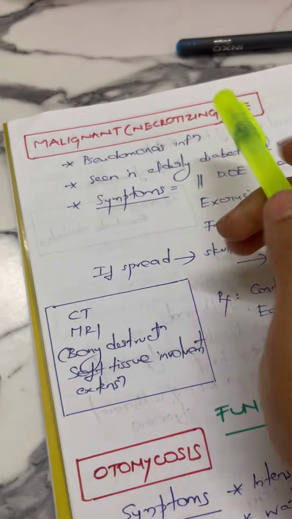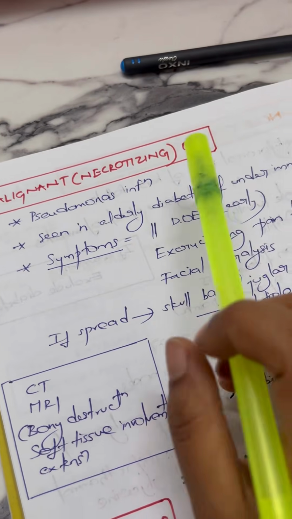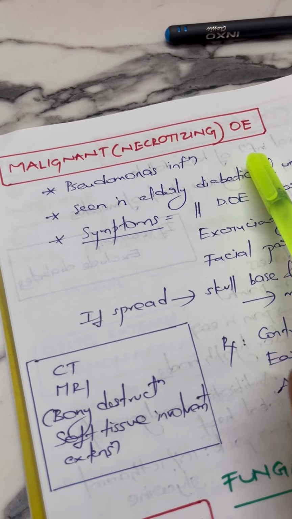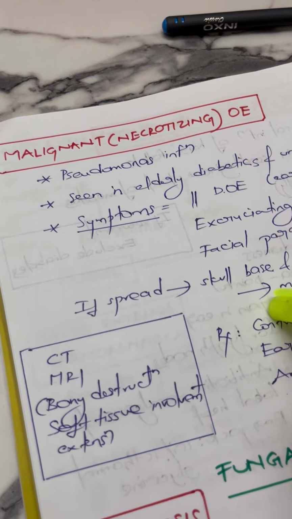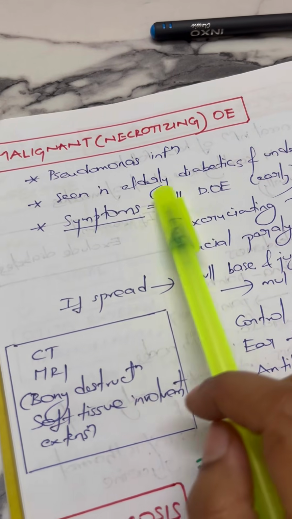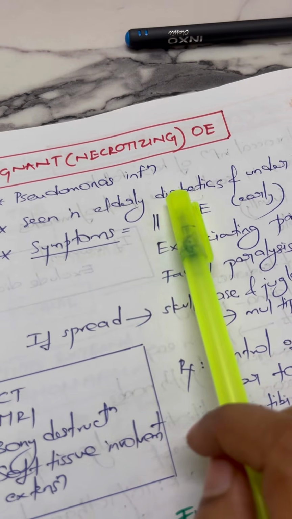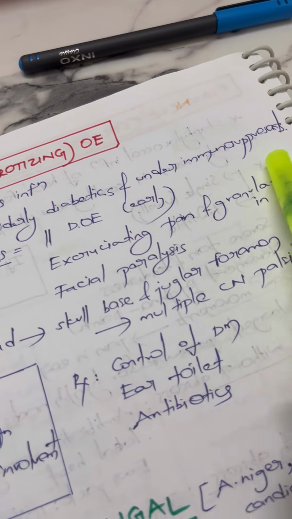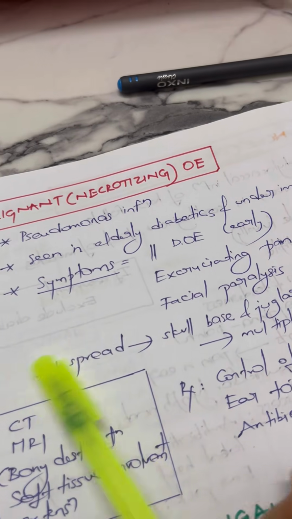Hello, so today we'll be discussing inflammations of the ear canal, part 3, and we'll be dealing with malignant necrotizing otitis externa, which is the last part of the bacterial inflammations. Now, it is caused by Pseudomonas infection and is usually seen in early diabetics or patients under immunosuppressant drugs.